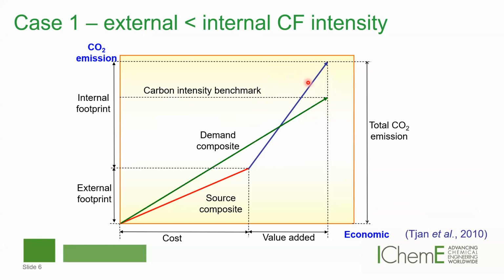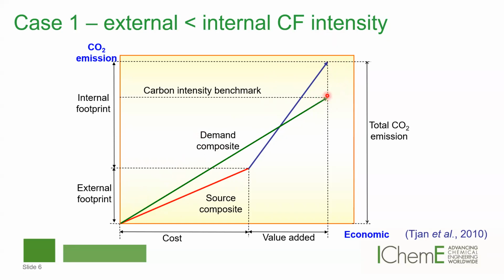Say, for example, we want to reduce the carbon footprint intensity by 10%. So this is represented by this line. Assume that this gap right here is a 10% reduction. So that would be our demand composite curve. The carbon footprint intensity would be the source, and the demand would be our target reduction.